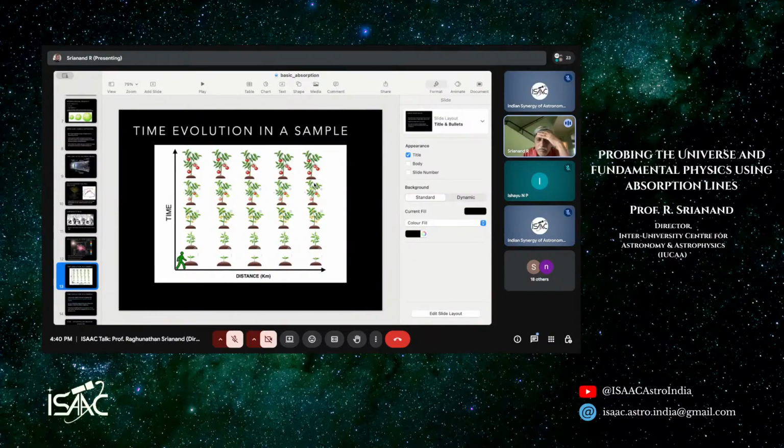Okay. So now, if you ask, there are two ways of seeing how the plant has evolved, right? There are two ways of understanding it. One is that I stay here and I live with the plant, and I would have seen this evolving like this.